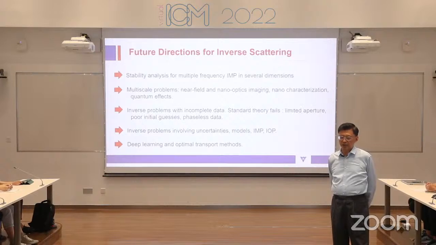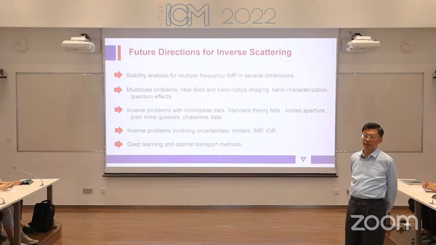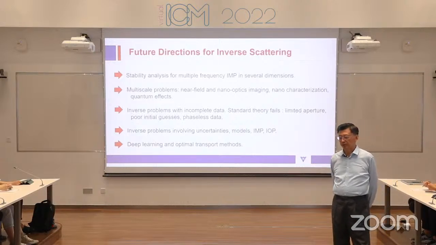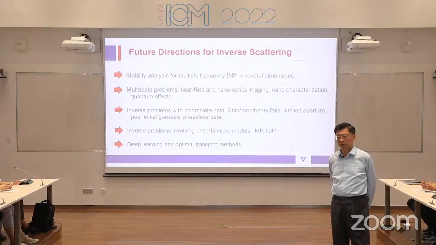The second direction is about multi-scale problems, where one tries not only to identify the medium or interface obstacles, but also to get very small features of them, namely nano characterizations. Because of the extremely small scales, quantum effects will take place. So one needs to deal with model equations beyond the classical wave equation, Maxwell and Helmholtz equations.